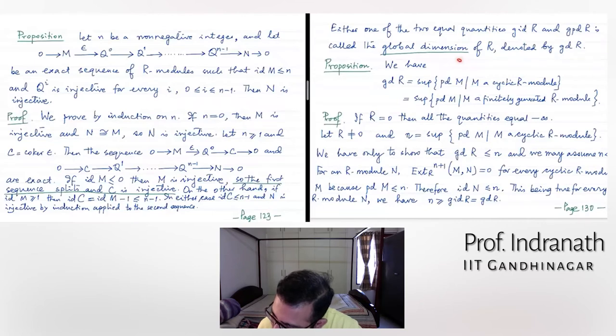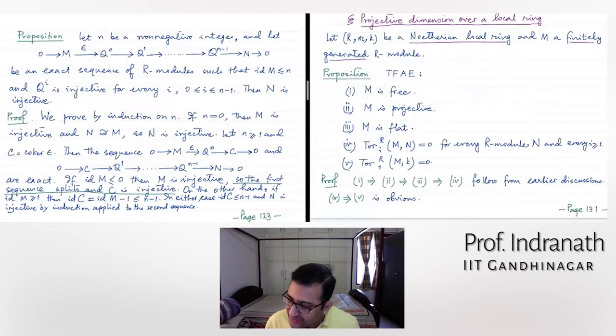This is what you call the global dimension, denoted by gl.dim R. And we have this proposition. Once again, you can see this similar thing: we are reducing to more and more special cases. This is really very decisive and helpful, and it will be helping us immensely. Previously we were not specializing on the ring. If you remember, this is the first place where we started saying, let us now focus on Noetherian local rings and things like that.